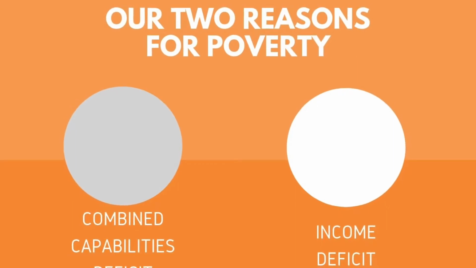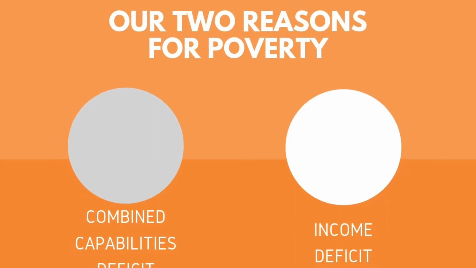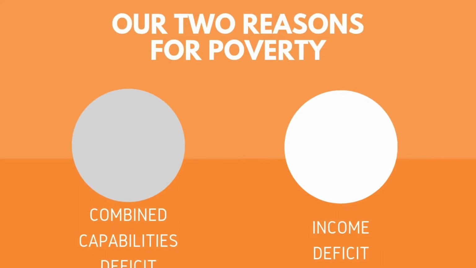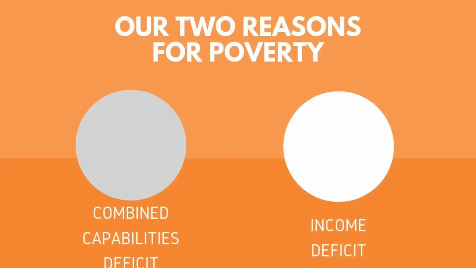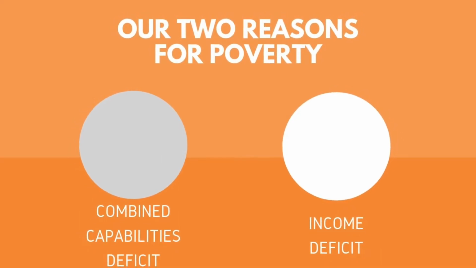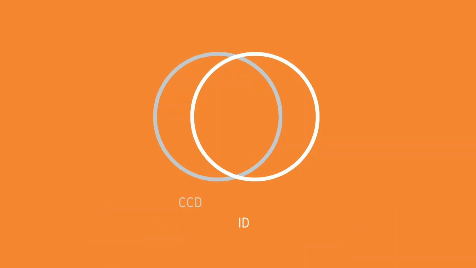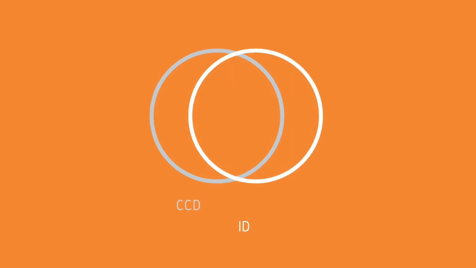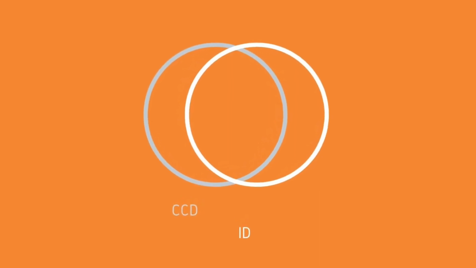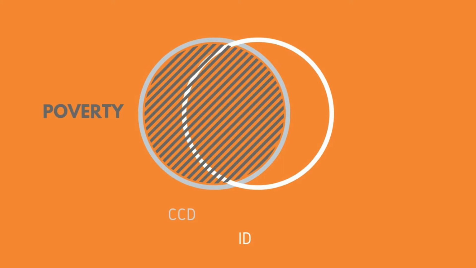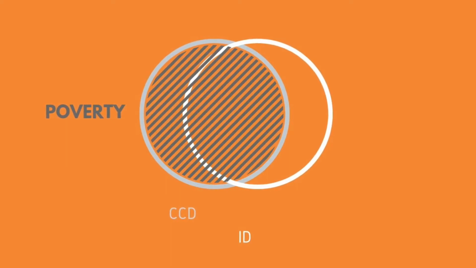So let's take a look at combined capabilities deficit as pepperoni and income deficit as sausage. And voila, the poverty pizza. Makes sense, right? Maybe not. Let's take it further. In thinking about poverty, we usually think of two deficits that could be the cause of it: combined capabilities deficit and income deficit. We decided that having a deficit of combined capabilities on its own is a definition of poverty, and combined capabilities deficit along with income deficit is another explanation for poverty.